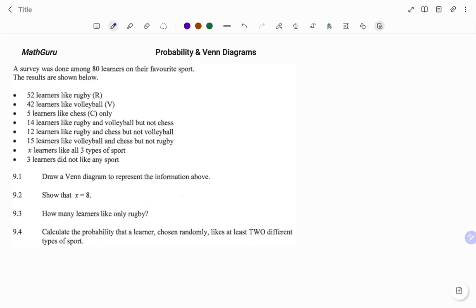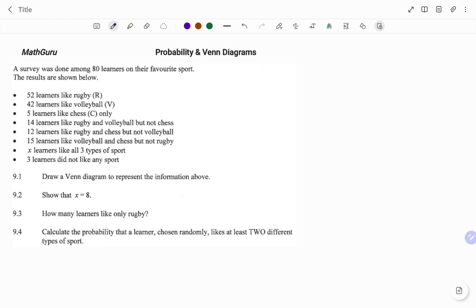A survey was done among 80 learners on their favorite sport. The results are shown below. 52 learners like rugby, 42 learners like volleyball, 5 learners like chess only, 14 learners like rugby and volleyball but not chess, 12 learners like rugby and chess but not volleyball, 15 learners like volleyball and chess but not rugby, X learners like all 3 types of sports, and 3 learners did not take or did not like any sport. Draw a Venn diagram to represent the information above.